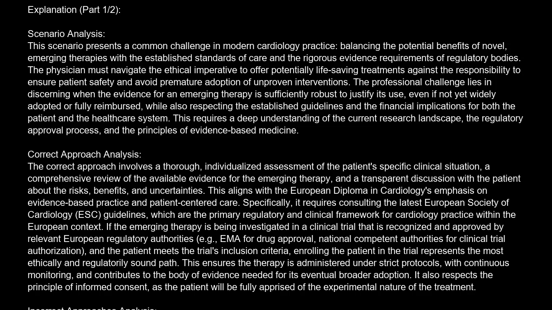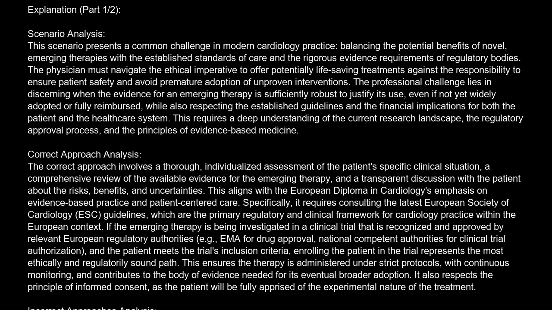The professional challenge lies in discerning when the evidence for an emerging therapy is sufficiently robust to justify its use, even if not yet widely adopted or fully reimbursed, while also respecting the established guidelines and the financial implications for both the patient and the healthcare system. This requires a deep understanding of the current research landscape, the regulatory approval process, and the principles of evidence-based medicine. Correct approach analysis.